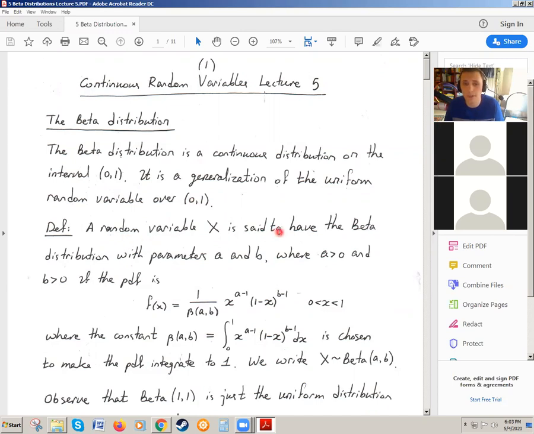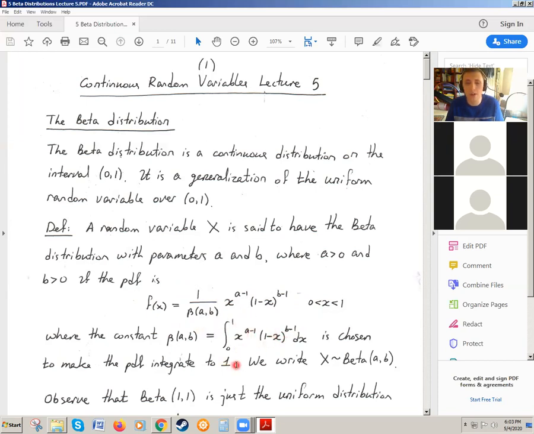A random variable x is said to have a beta distribution with parameters a and b if the density function is given by 1 over beta(a, b), I will explain in a moment what this number is, times x to the a minus 1, 1 minus x to the b minus 1, where x is between 0 and 1. And this beta is just the integral of x to the a minus 1, 1 minus x to the b minus 1, so that the area under f from 0 to 1 has to be equal to 1. Yes, so that's why we have this thing.